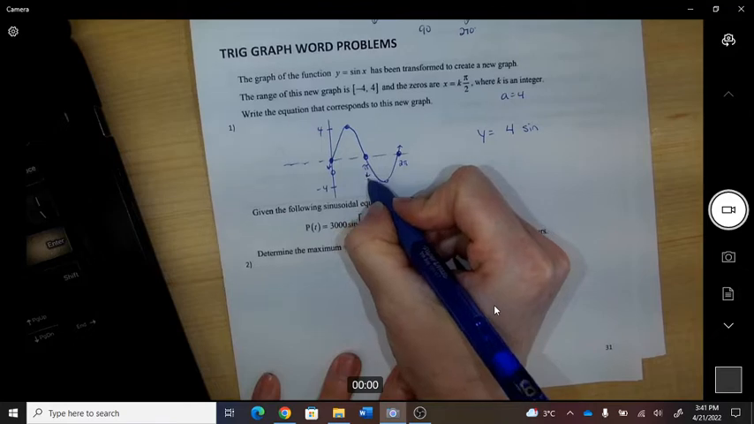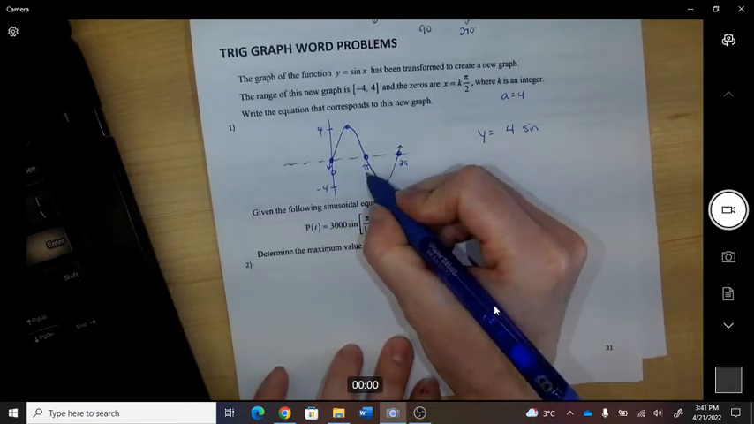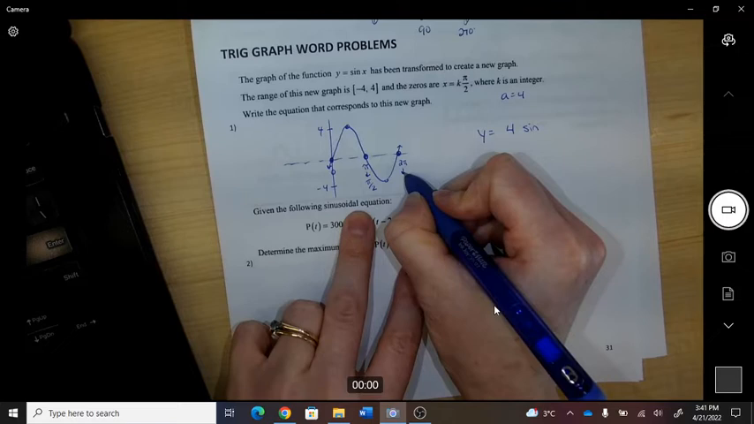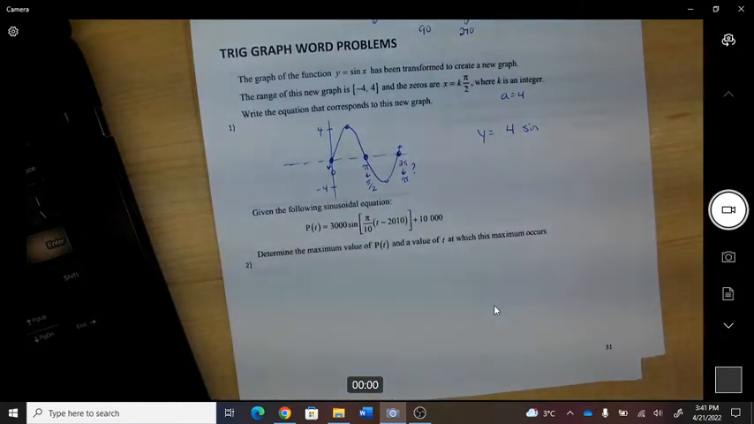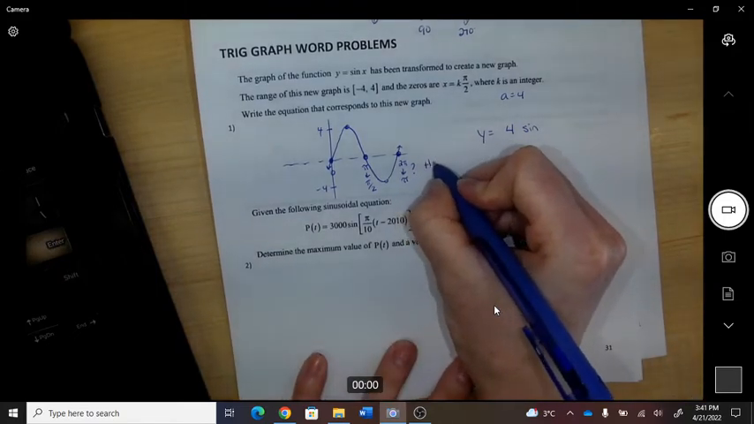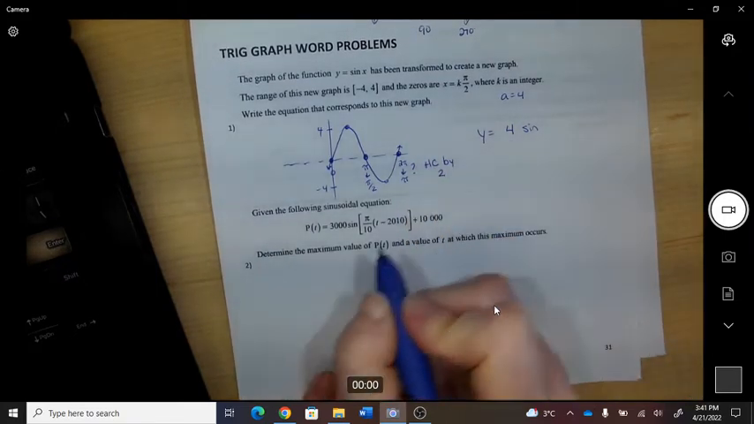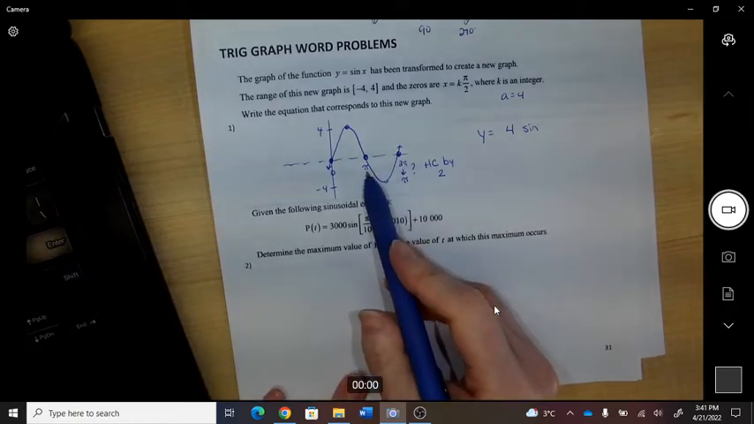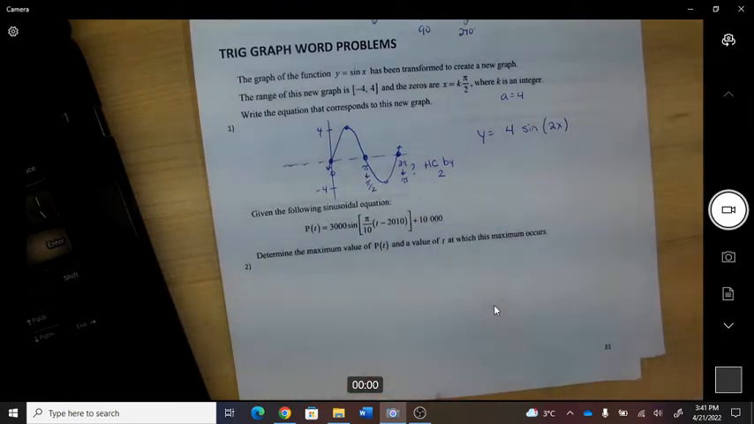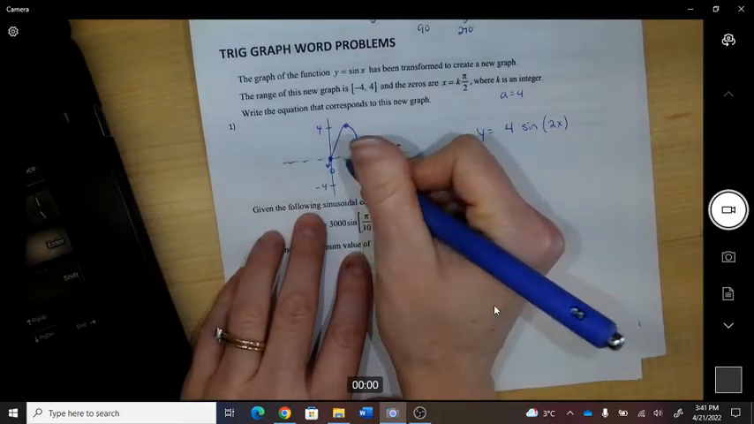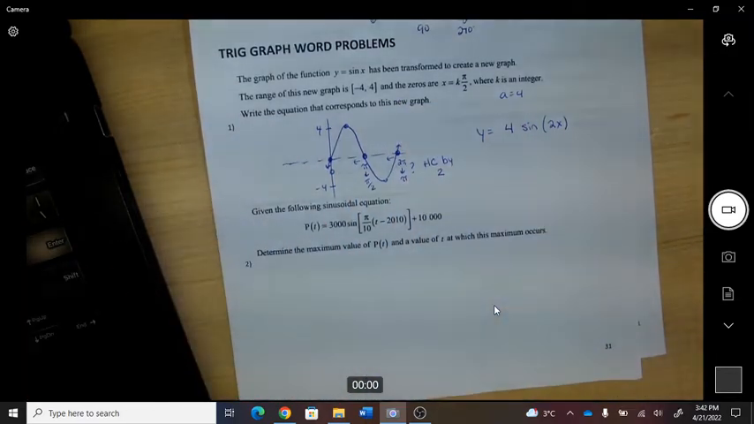So I need to change this to a pi over 2, and then next, if I go up another pi over 2, I need to change this to a pi. So what am I doing with those? Okay, I'm doing a horizontal compression by 2. So instead of having an x-intercept at pi, if I divide that by 2, it'll be pi over 2. So I need a 2x. Okay, so what I really did was thinking about compressing it in to make the x-intercepts every 90 instead of every 180.